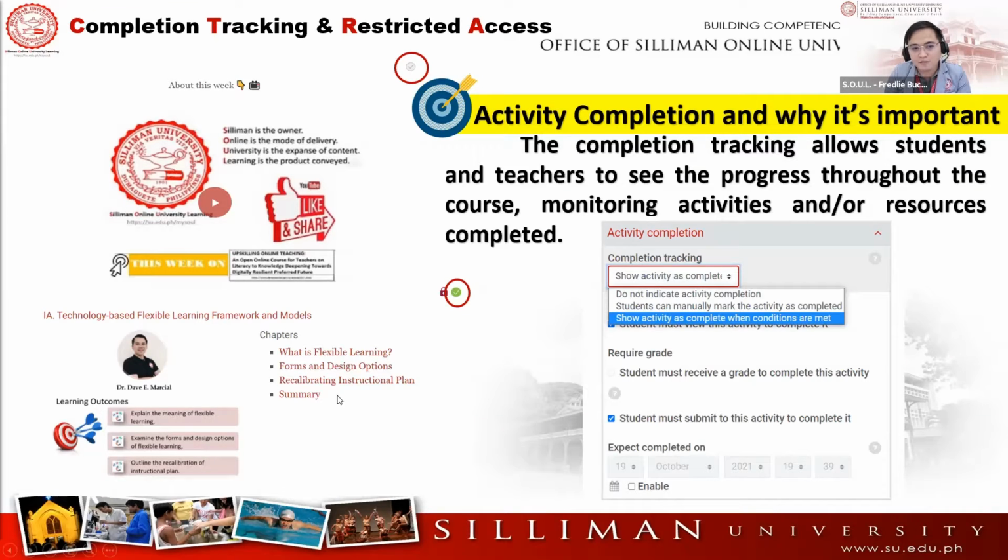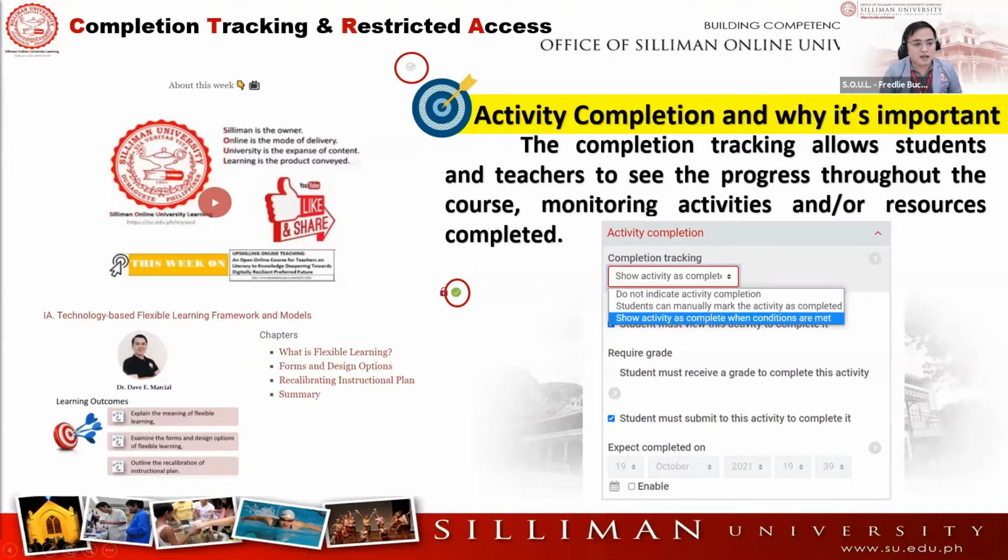In this case, I show you a specific ebook. You have your completion tracking, and now you need to decide what particular completion tracking you will use. You could do not indicate activity completion, students can manually mark the activity as completed, or third, show activity as complete when conditions are met. Now I will give you a short demonstration of the 3 modes of completion tracking. The purpose of this is to indicate the progress of your learners in that particular topic.